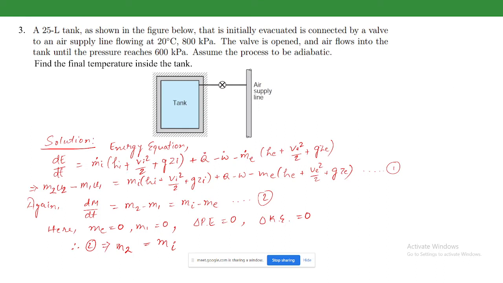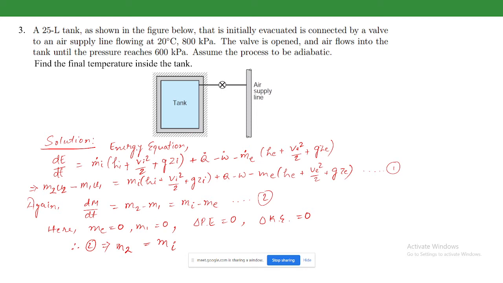So there is a 25-liter tank, as shown in the figure, that is initially evacuated and connected by a valve to an air supply line in which the air is at 20 degrees Celsius and 800 kPa. The valve is opened and the air flows into the tank until the pressure reaches 600 kPa. The process is adiabatic, and we have to find the final temperature inside the tank.